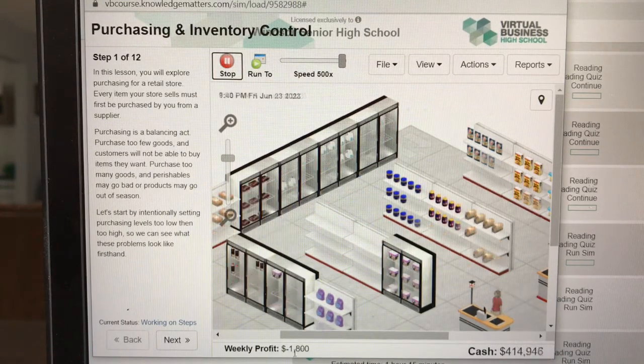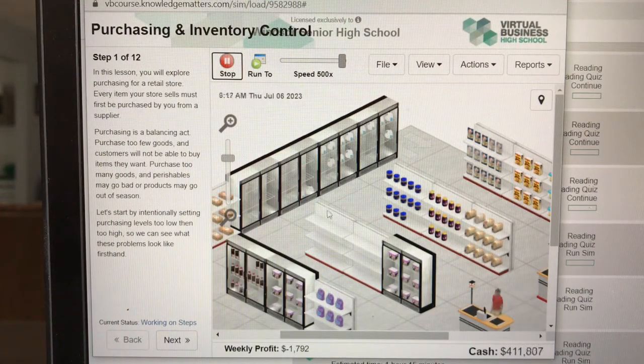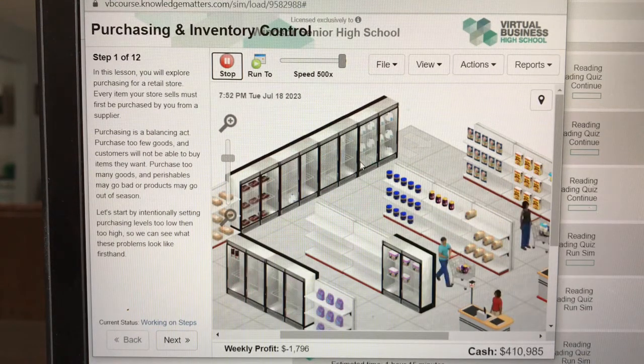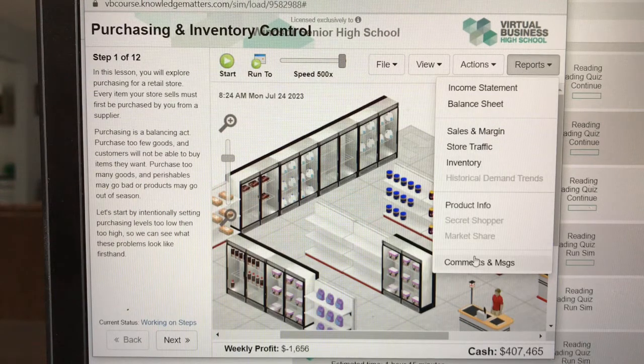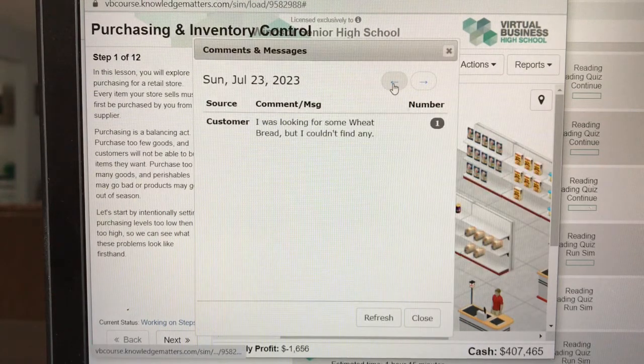All right, notice our weekly profit. It's getting closer to a profit. I'm not going to give you all the answers on it because I don't want to give you the exact amount that you're going to need to order. But just keep checking your comments and messages and saying, okay, what am I running out of?